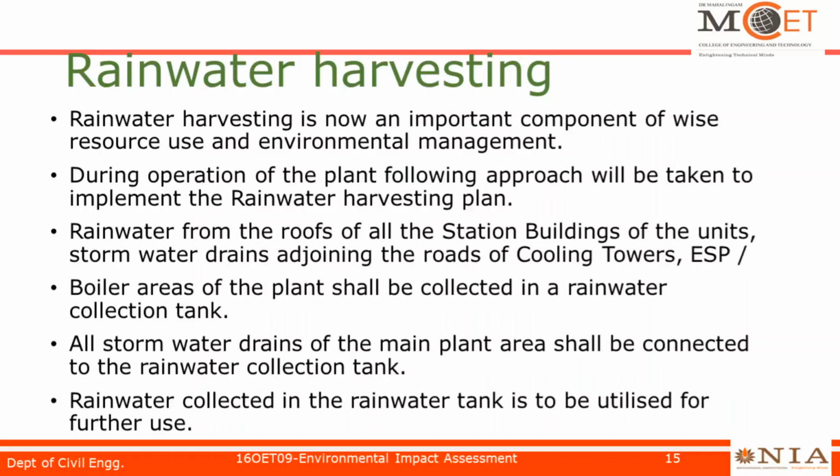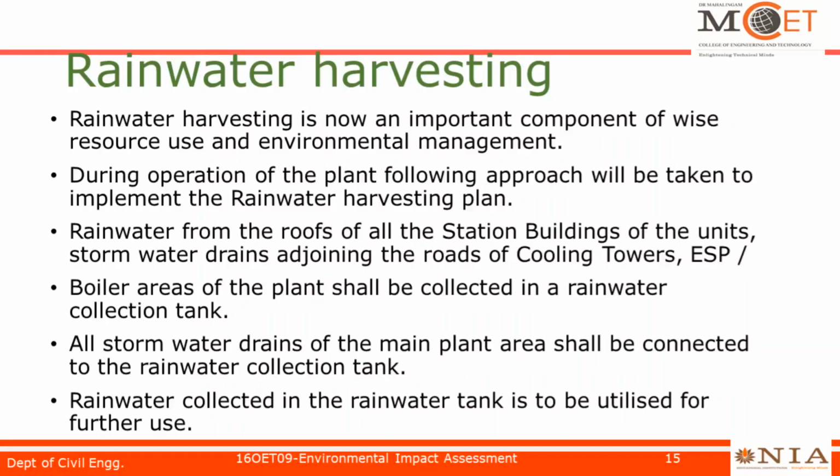Rainwater from the roofs of all the station buildings of the units, stormwater drains adjoining the roads of cooling towers, ESPs, boiler areas of the plants will be collected in a rainwater collecting tank. ESP is actually an instrument for the control of air pollution. So it's actually electrostatic precipitator, right? So all stormwater drains of the main plant area shall be connected to the rainwater collecting tank.